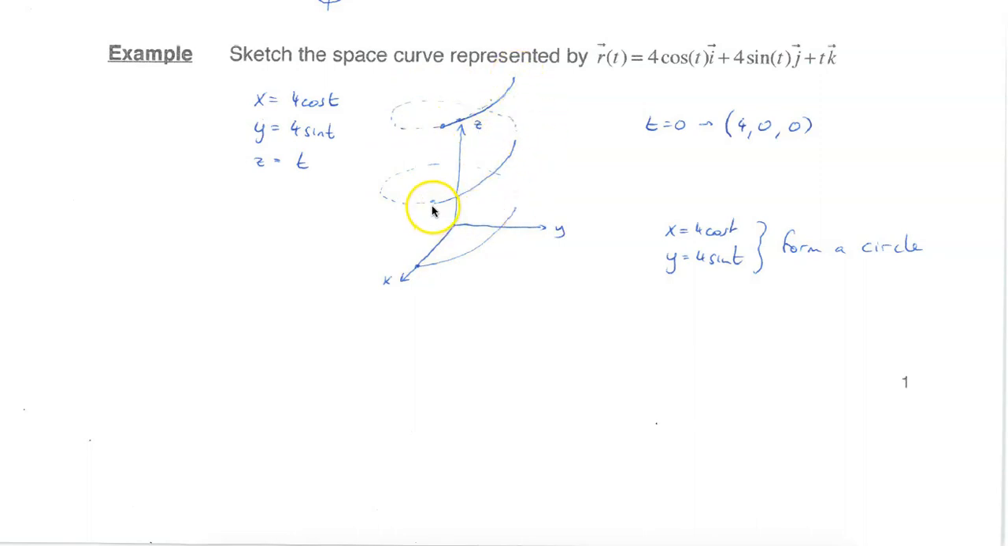So the point here, for example, corresponds to t equals 2 pi, the point here corresponds to t equals 4 pi, and so on. This is called a helix. By the way, it would also go down to the left of this point. Of course, it would kind of curl down as well.